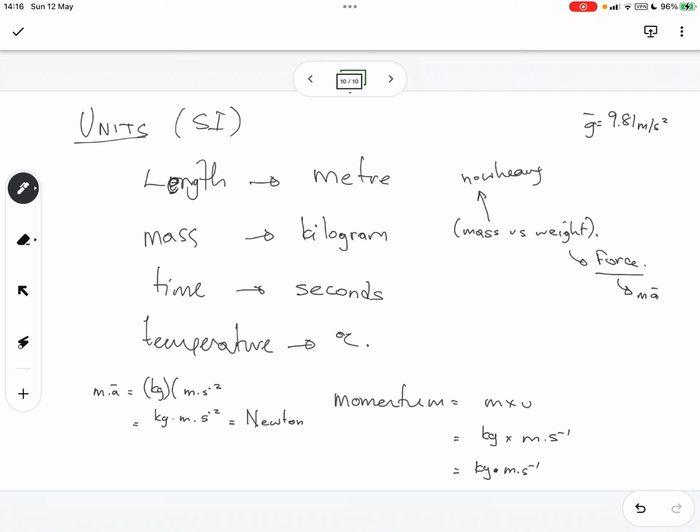Prefixes of base units. So whenever you have units, at certain multiples they start having prefixes. So after 1,000 meters, you have a kilometer. You get it? After 1,000 grams, you have a kilogram.